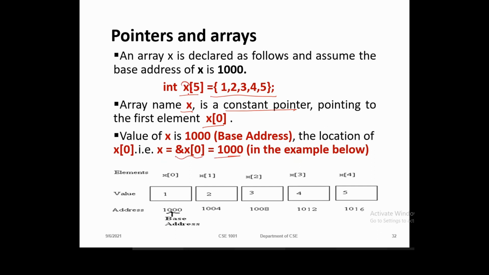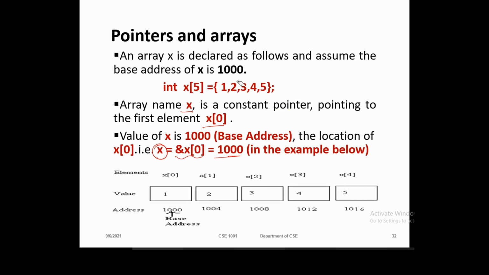Okay, so this x will always point to this first element, or it contains the address of this. So it means x equals ampersand x0. What is ampersand x0? The address location of this x0 element. The x0 element is this, its address location is 1000, and this value will be there in x.